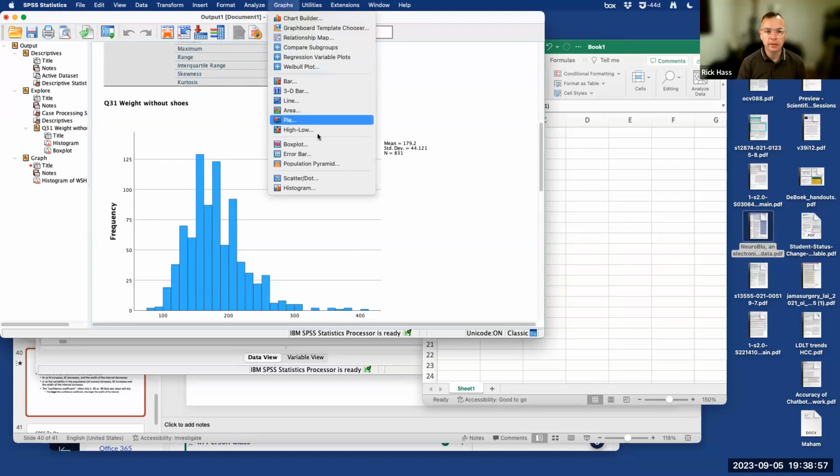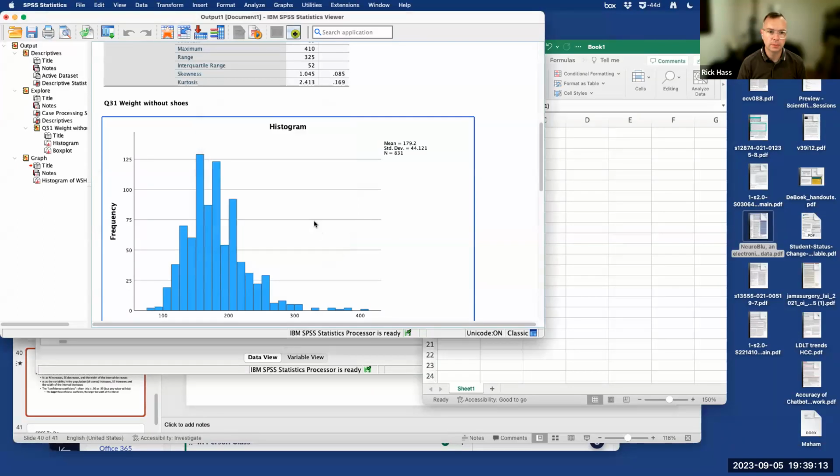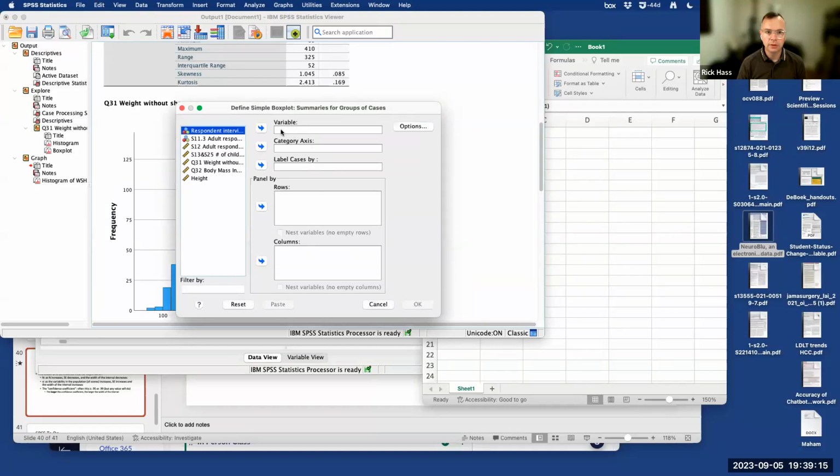Another thing you might like to do, and you do have to do this for homework, is get box plots. We'll do a clustered one. Simple is easy too. Well, it's actually, I think you have to do simple for homework, so we'll do simple. All you have to do is just move the variable over. So we'll do this again with weight without shoes.